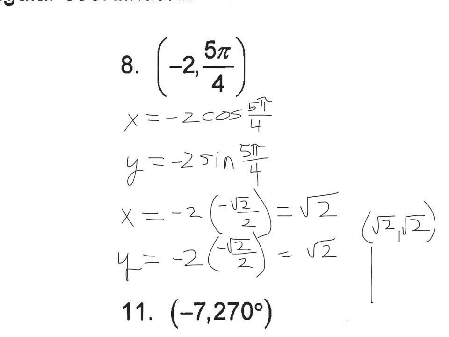So let's imagine if we graph root 2, root 2. That would be right here where this is root 2, this is root 2. This is just a check. You didn't have to do this.